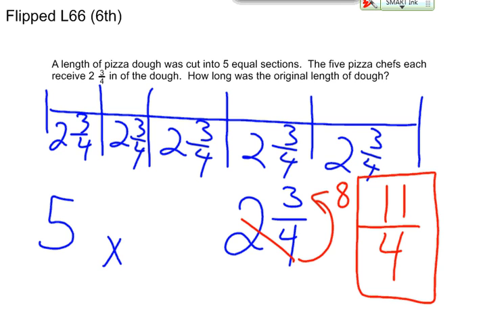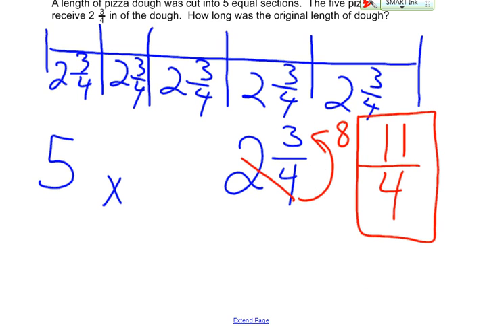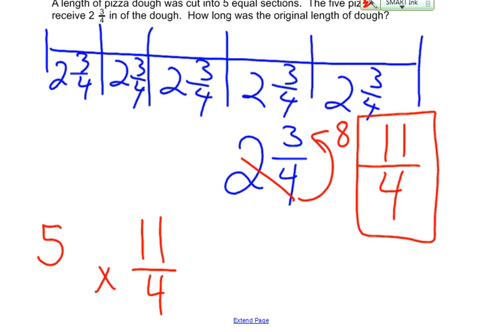And now we can multiply. Right? So we have 5 times, I'm actually going to rewrite this real quick just so we don't confuse it. 5 times 11/4. And I'm going to put it like that. So we have denominators, right? And of course, it's multiplication, so we do not need common denominators. So 5 times 11 equals 55. And 1 times 4 equals 4.